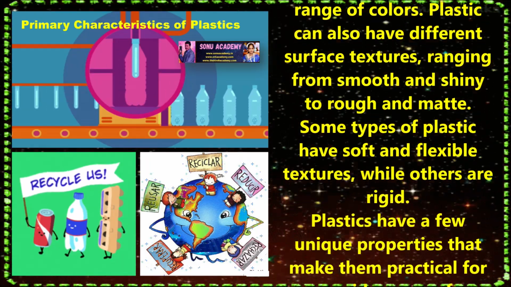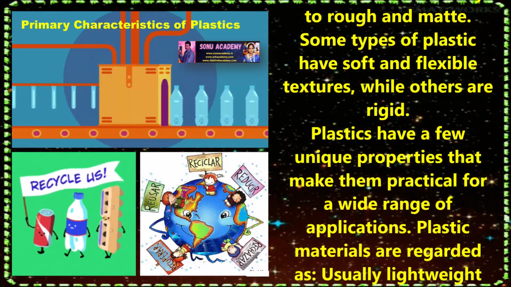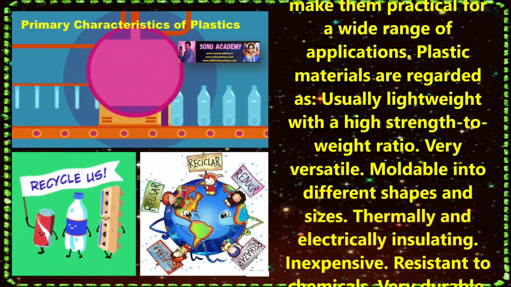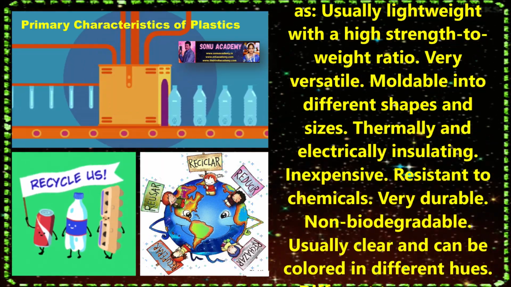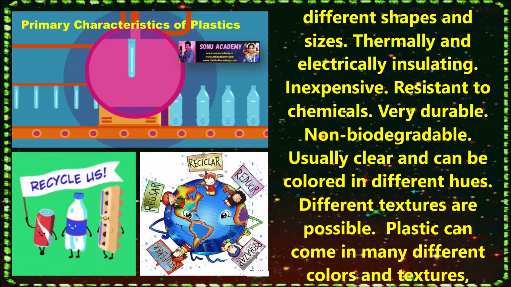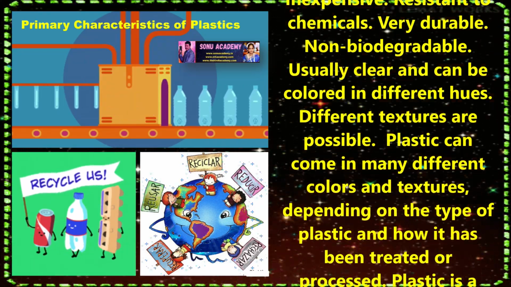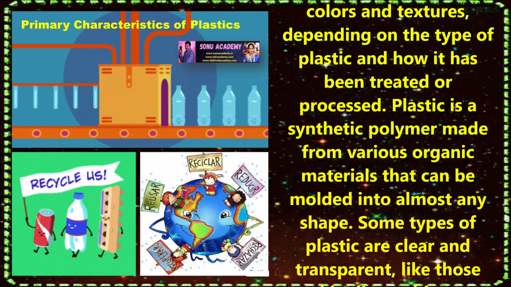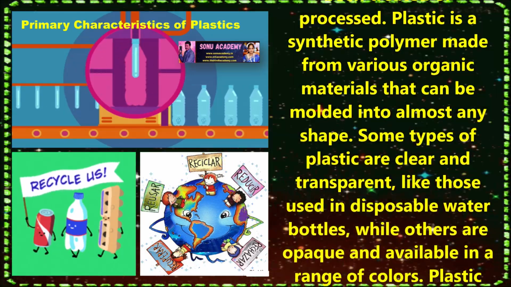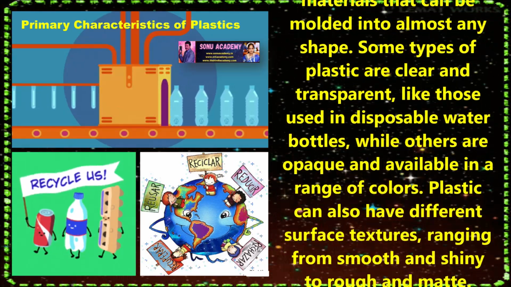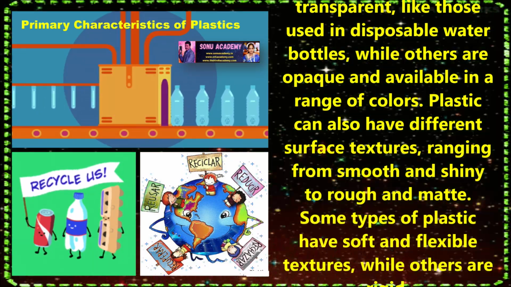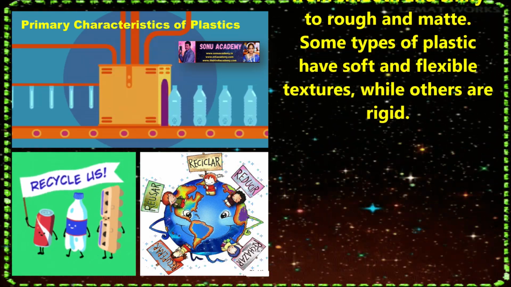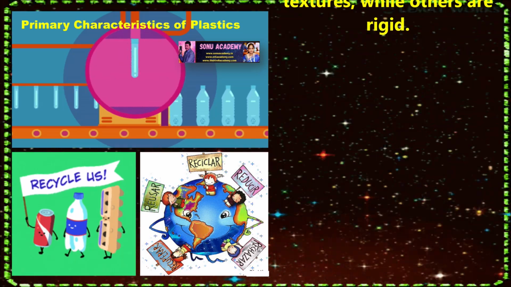Different textures are possible. Plastic can come in many different colors and textures depending on the type of plastic and how it has been treated. Plastic is a synthetic polymer made from various organic materials that can be molded into almost any shape. Some types of plastic are clear and transparent, like those used in disposable water bottles, while others are opaque and available in a range of colors. Plastic can also have different surface textures ranging from smooth and shiny to rough and matte. Some types of plastics have a soft and flexible texture while others are rigid.